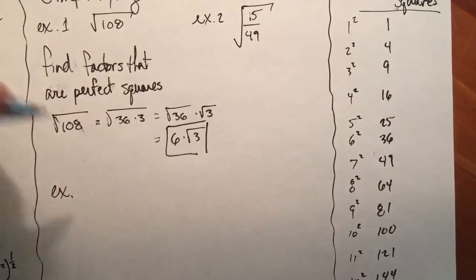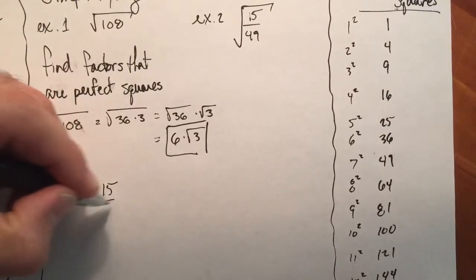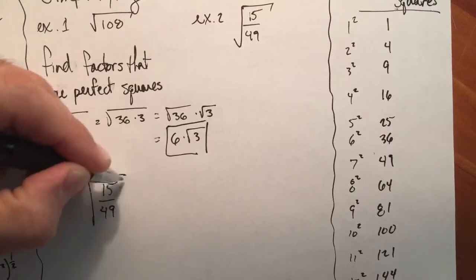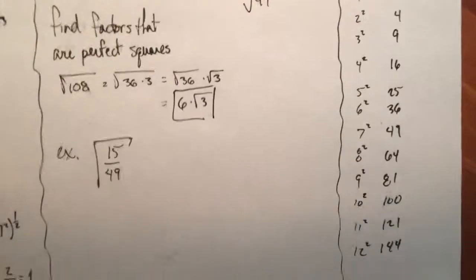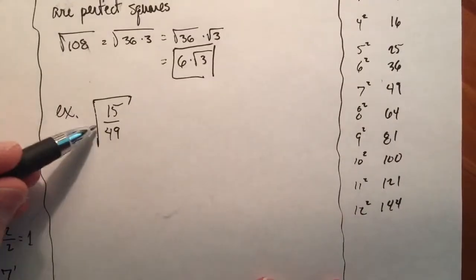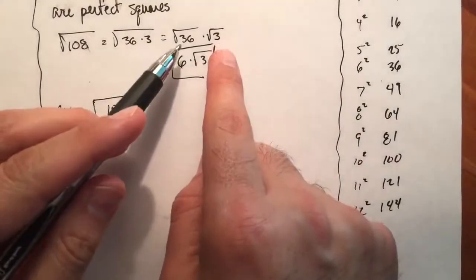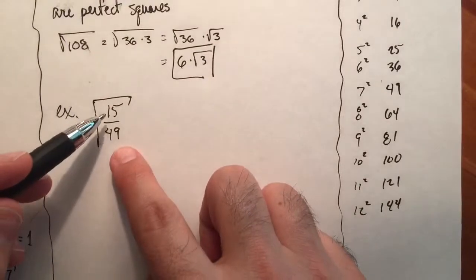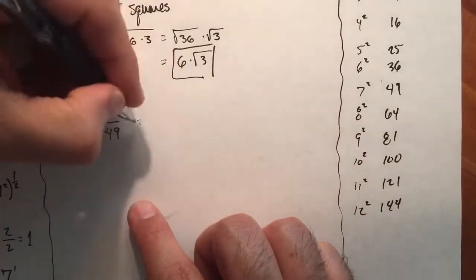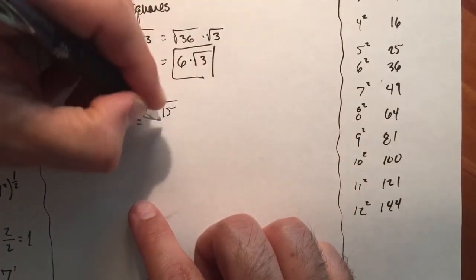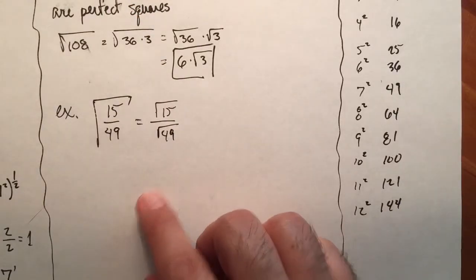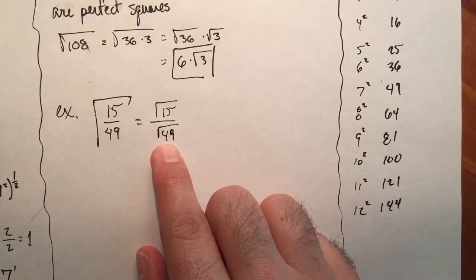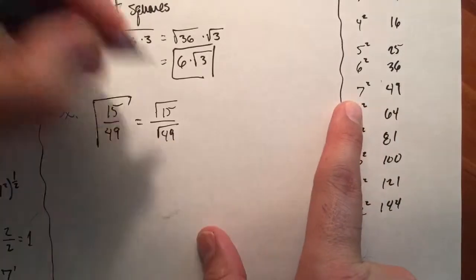So for example number 2, we have 15 over 49, and we're going to take the square root of the whole thing. Now when I've got a fraction under the square root, just like I separated the factors here, I can separate them here. So I can write it square root of 15 over the square root of 49. Now I know the square root of 49. I like that. That's 7. So that's going to be a good answer.